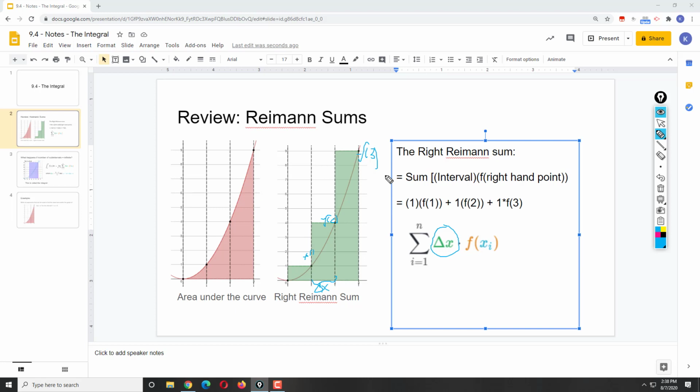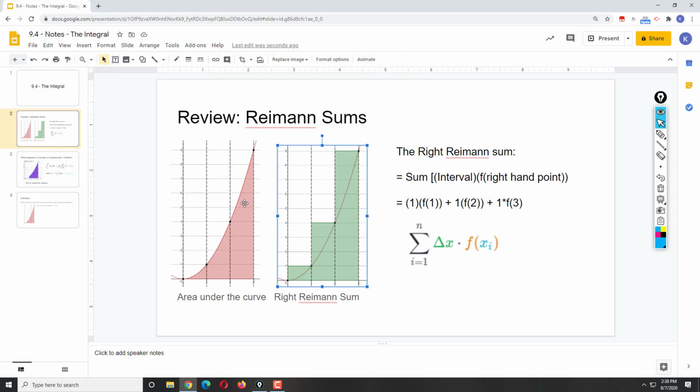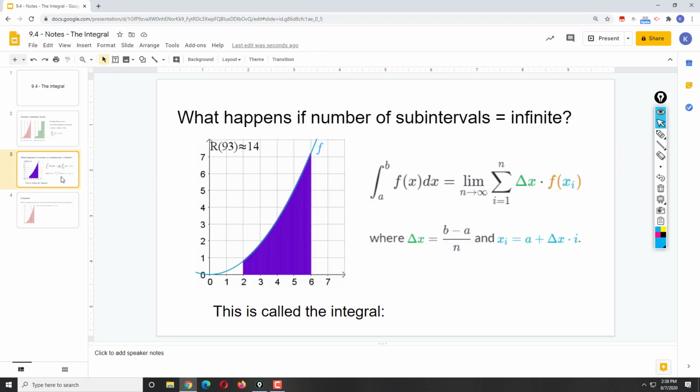But as we can see from this graph, the right Riemann sum is just an approximation. The area is not equal to the exact area under the curve. But what would happen if we have more and more intervals? In this animation, we see that as we get closer to 100 intervals, we get to the area under the curve.